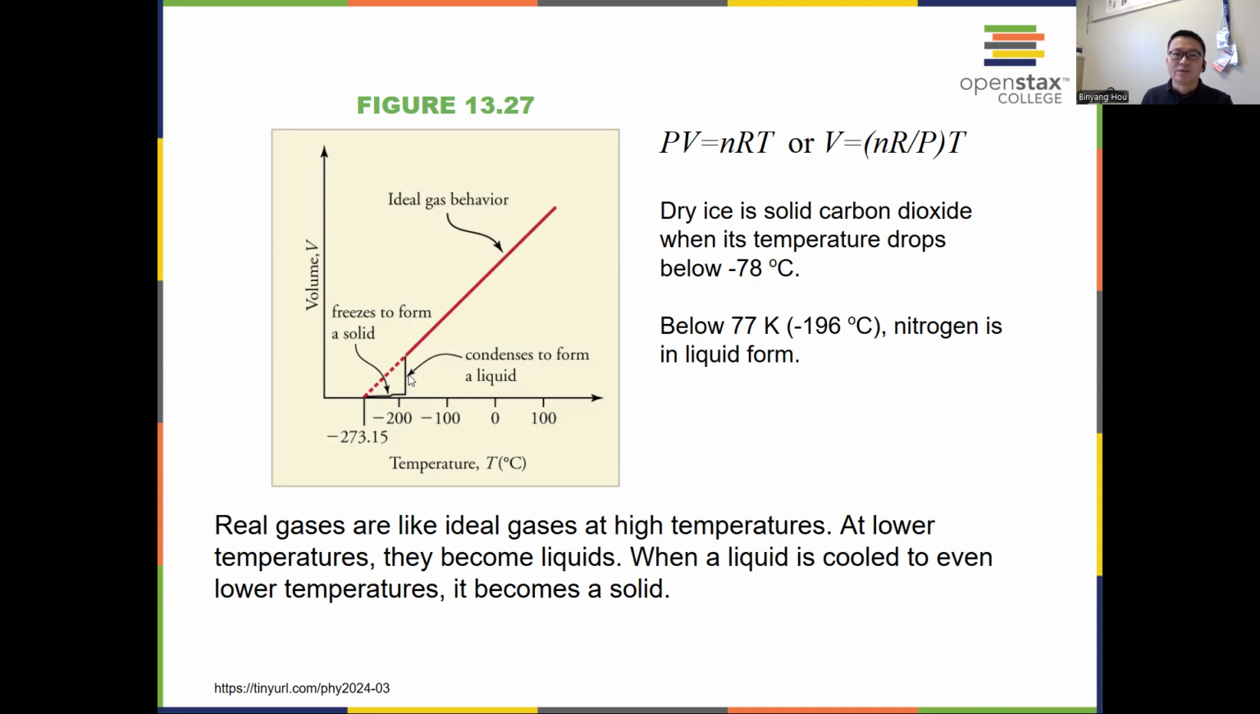we know it's in gas phase. Now if it's not, then it will not be a straight line. It will have a certain curve here. So in this case over here, it condenses into liquid and then freezes to solid here. This is the case for a particular gas here. Not necessarily carbon dioxide, but a certain gas here.